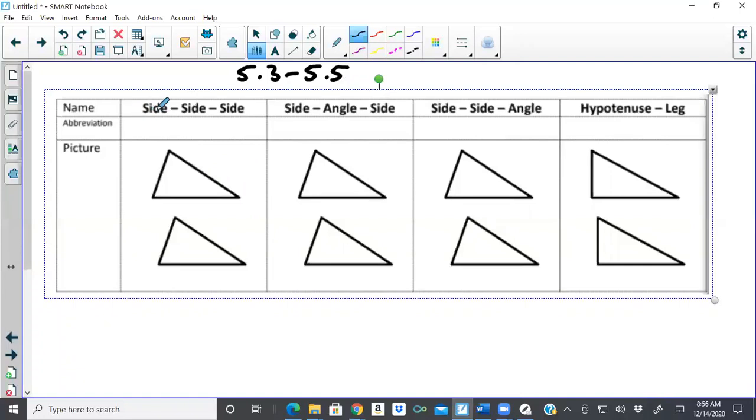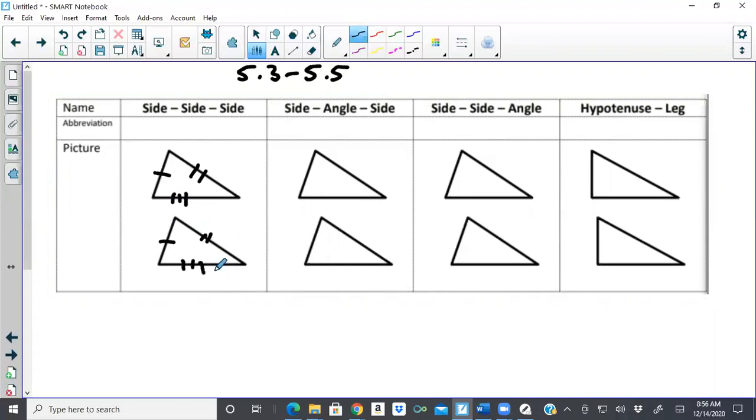So obviously we have side, side, side. What that means is, let's say these 2 triangles are different and we don't know anything about them, but if I could prove that this side length and this side length were the same, and that this side length and this side length were the same, and that these side lengths were the same, then I could say that these 2 triangles were congruent to each other. The way that I would say that is by side, side, side. And that's the abbreviation, SSS.